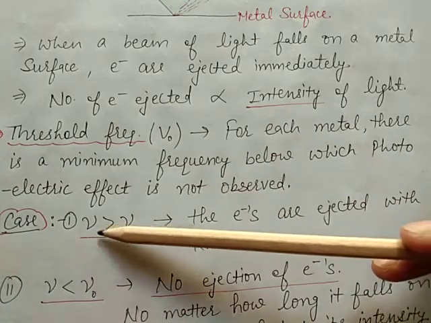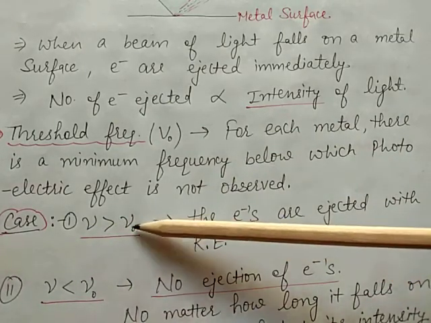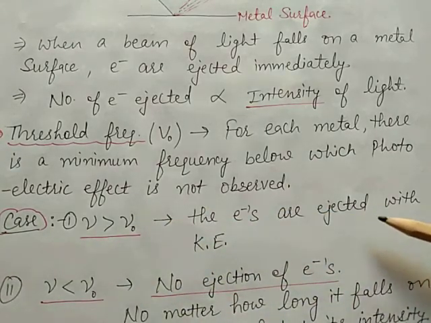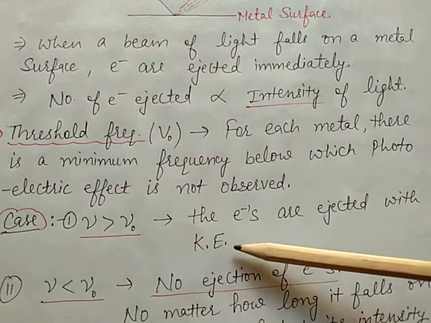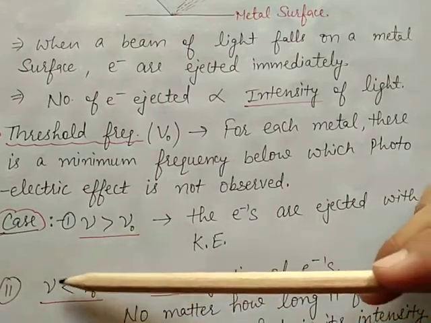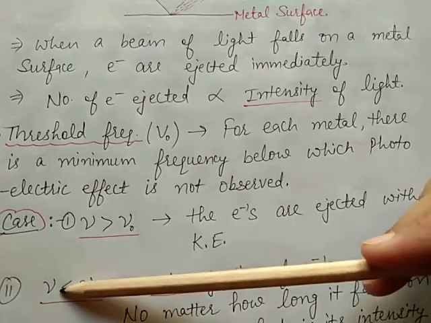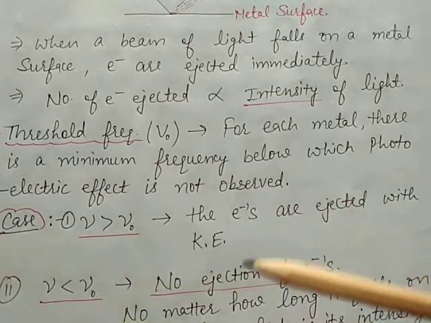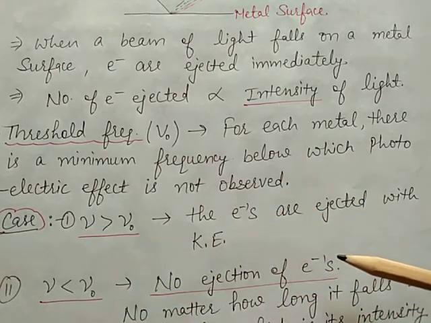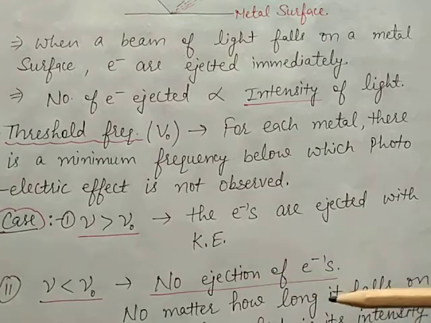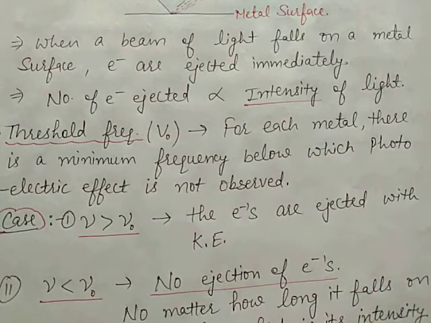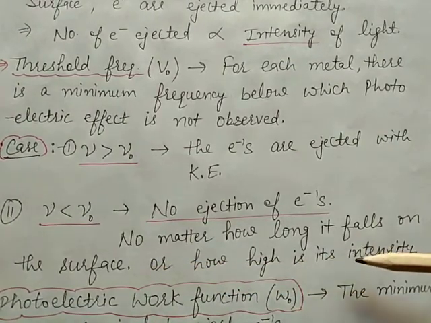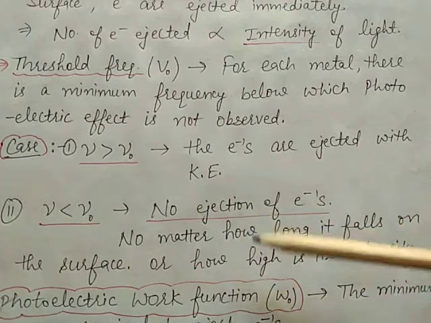Case number 1. If the frequency of light is greater than the threshold frequency, then the electrons are ejected easily with certain kinetic energy. But if the frequency of light is less than the threshold frequency, then no ejection of electrons takes place. No matter how long it falls on the metal surface or how high its intensity is, it does not depend on these values.